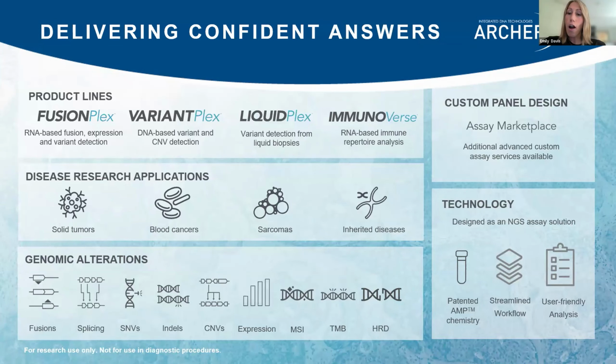We have product lines for RNA, DNA, and cfDNA inputs, and we have designed assays within each product line for multiple applications in the oncology and inherited disease space. Depending on your goals and available sample types, you can choose one of our four main product lines: FusionPlex, VariantPlex, LiquidPlex, or Muniverse, or you can build custom assays on our platform to fit your needs.